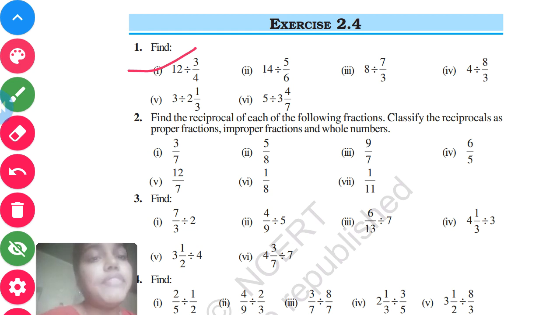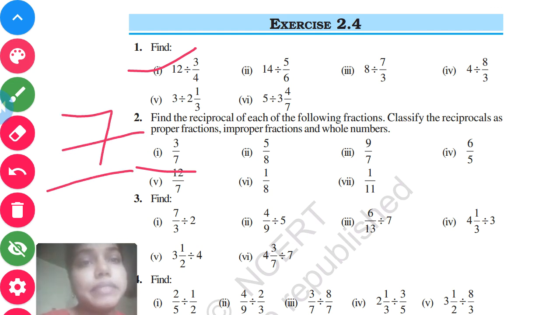In the second one, if you read the question, find the reciprocal of each of the following fractions. Classify the reciprocals as proper fraction, improper fraction and whole number. I'll take one example here. If it is 3 by 7, and I want to find the reciprocal, what I'm going to write here is 7 by 3. Now you have to classify whether 7 by 3 is proper, improper or mixed fraction or a whole number. The numerator is more than the denominator, so I classify this type of fraction as an improper fraction. You are going to write like this with the justification. I hope you have understood this one.